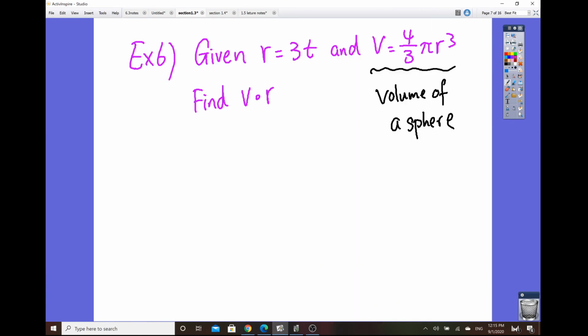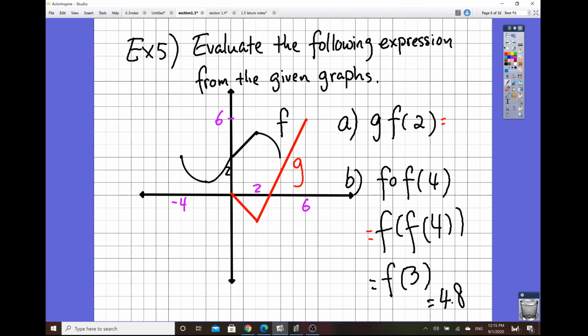Okay, so now let's see how many more slides we have. 2 more slides here. So evaluate the following expression from the given graph. So what we got here, the black curve, the piecewise function, which is f of x. And then the red one, the check, that's g of x. So now we need to find out the exact value for this. Okay, so let me just erase this. This one is just the setup here.